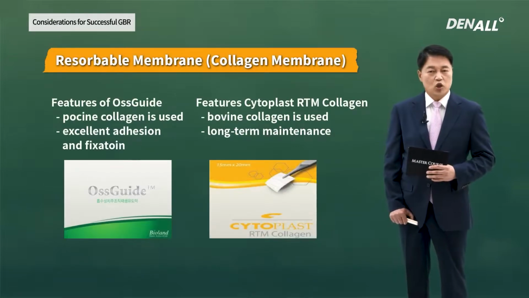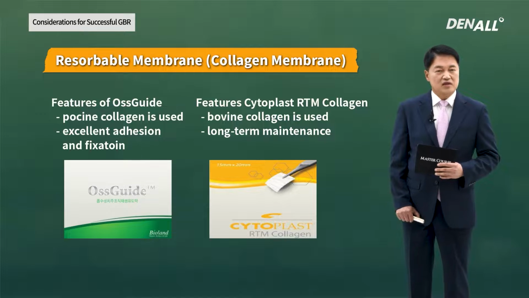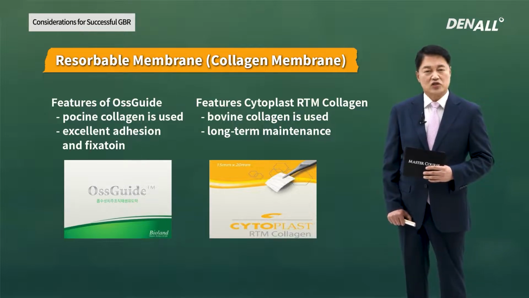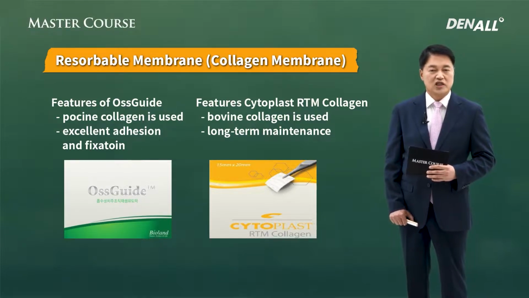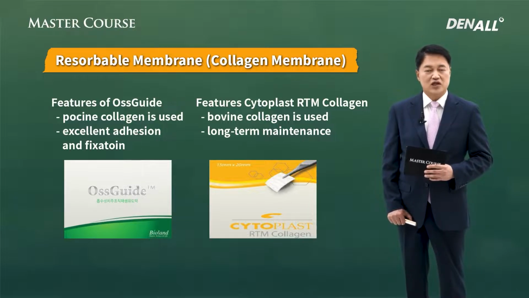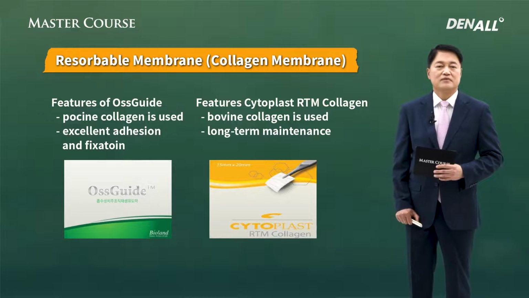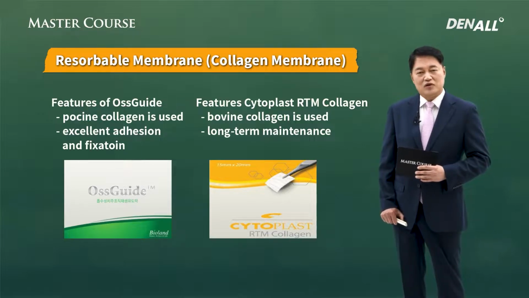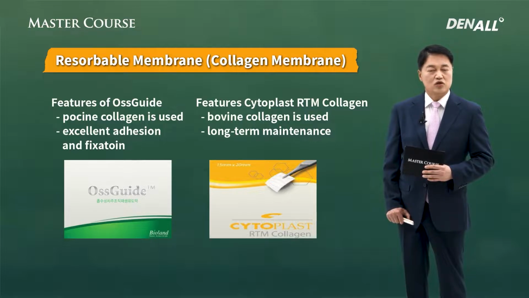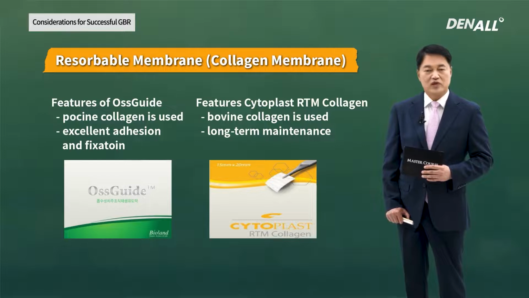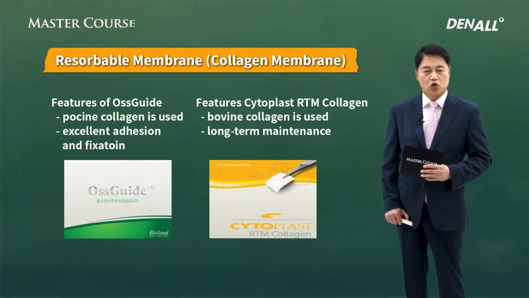Let's compare Ossguide and Cytoplast. Ossguide uses porcine collagen and Cytoplast uses bovine collagen. Ossguide has very nice adhesion and fixation, and Cytoplast can be maintained for the long term. Another benefit of Ossguide is that it's very economic. One thing you need to pay attention to is that in order to maintain appropriate stiffness, you should not irrigate it. If you irrigate it, it becomes very mushy and very difficult to handle, so you should not irrigate it.